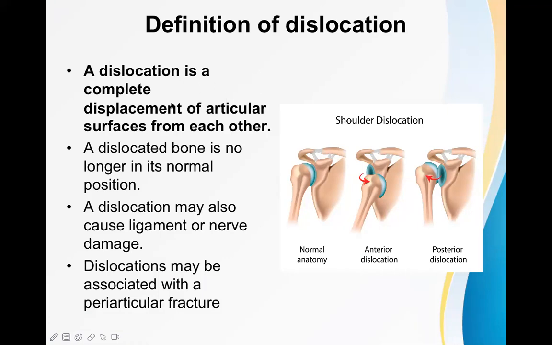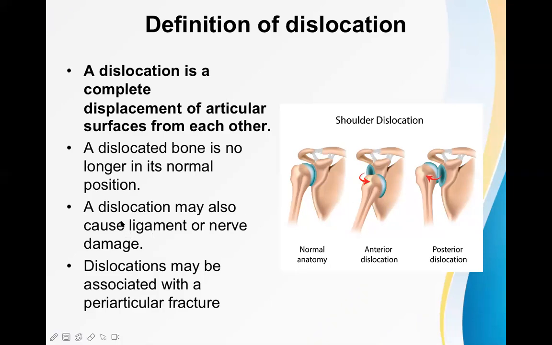A dislocation is a complete displacement of articular surfaces from each other. Now look at this picture here. These are the articular surfaces. This is the shoulder joint, so the two articular surfaces are the head of the humerus and the glenoid cavity. Now they are completely separated or displaced from each other. This is dislocation. A dislocated bone is no longer in its normal position. It has come out of the normal position. There is no contact between the two bones.